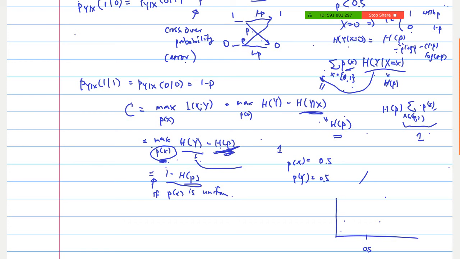Let's see how to draw that. It would be something like this. So when p is 0, you have maximum capacity equal to 1. If p is equal to 1, it is also maximum. Yeah, it's parabolic.